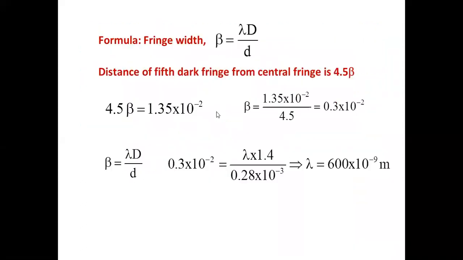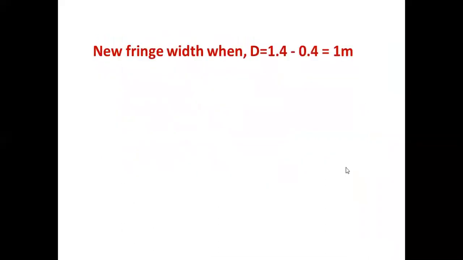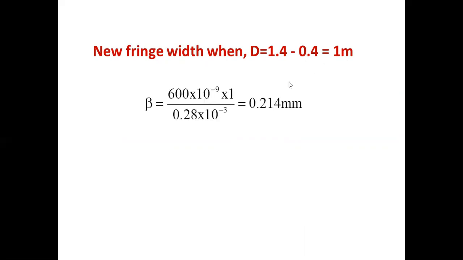You can use the same wavelength, 600 nanometer. So 1.4 minus 0.4, the screen is moved towards the source, 1 meter. And beta is equal to lambda, the same lambda, capital D is the new 1 meter, by small d, which is the same. You will get the new fringe width, 0.214 millimeter. So this is one problem.